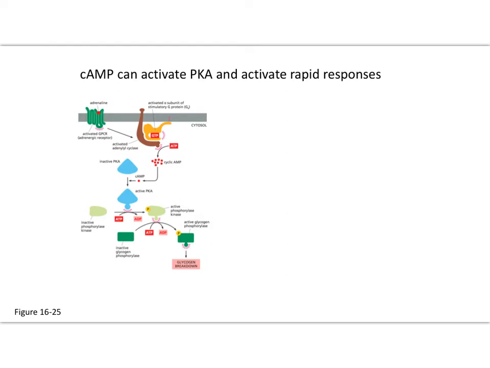So in this figure, we're looking at cyclic AMP and how it can activate PKA, and for a rapid response, this is a non-genomic response, and this rapid or slow is relative. So for the non-genomic response, we're looking at adrenaline, which is also known as epinephrine. This is a fight or flight hormone, and it's secreted by the adrenal gland. It travels through the blood and can cause a variety of different effects depending on the target cells that it reaches. And so this is one of the target cells, namely the skeletal muscle cells.